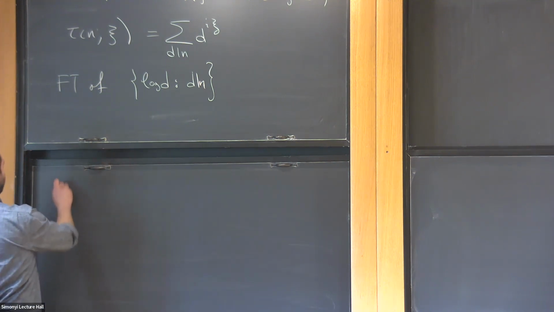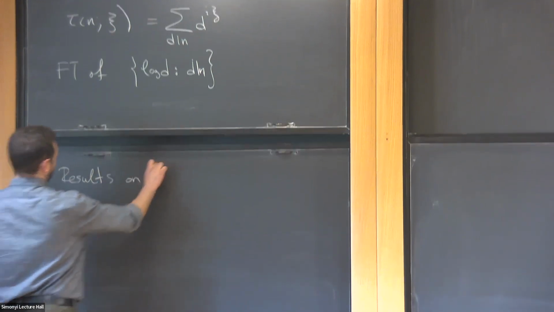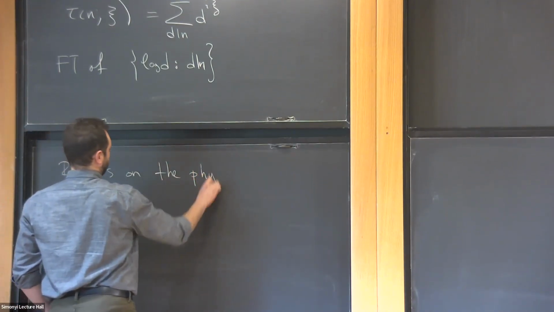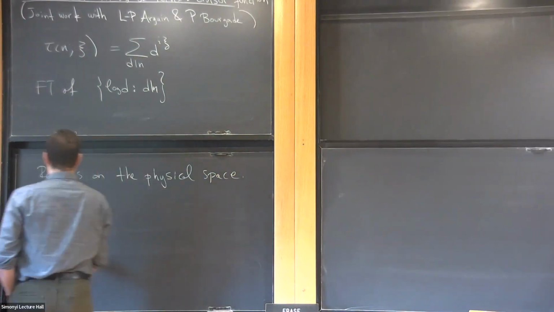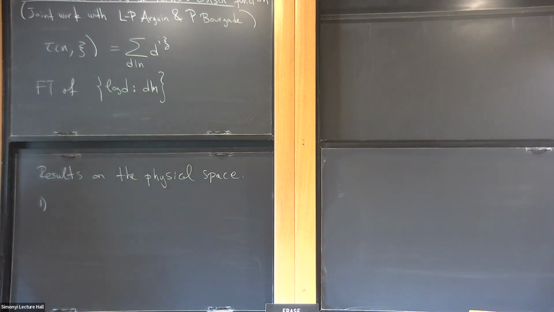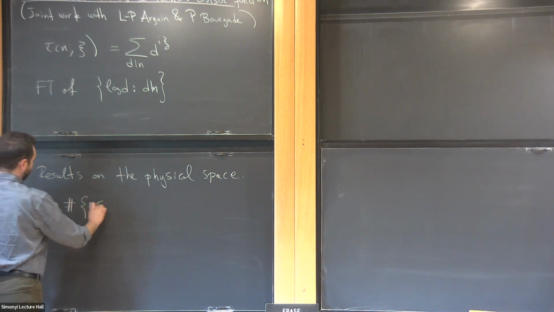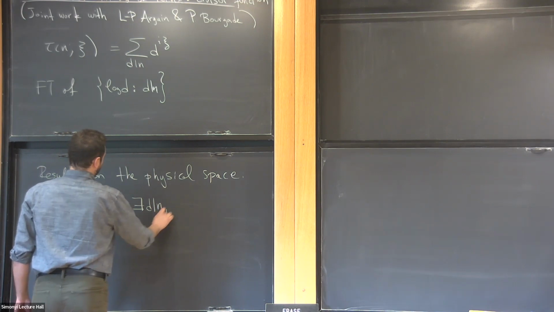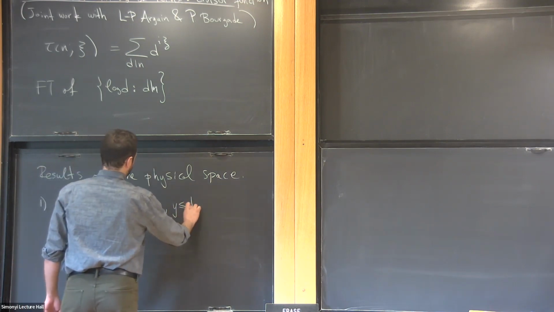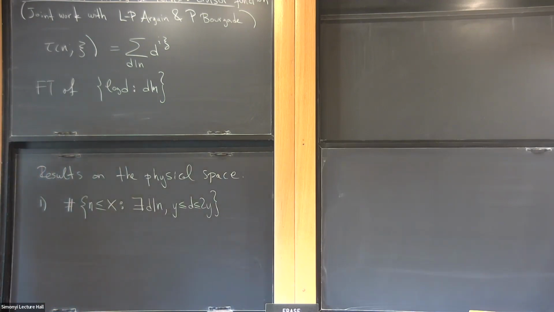So the first one, maybe these are the results in physical space. One of the most basic things one can ask is how often an integer has a divisor in some fixed interval. And this is related to an old question of Erdős about the multiplication table, how many elements it has.